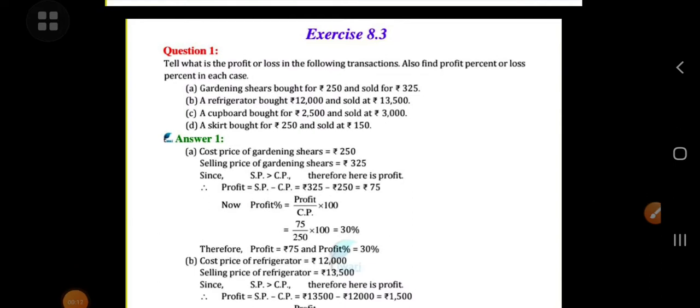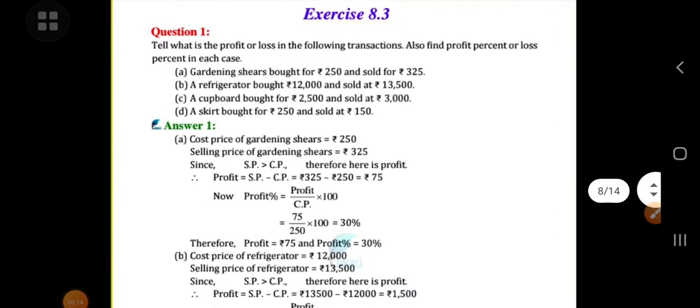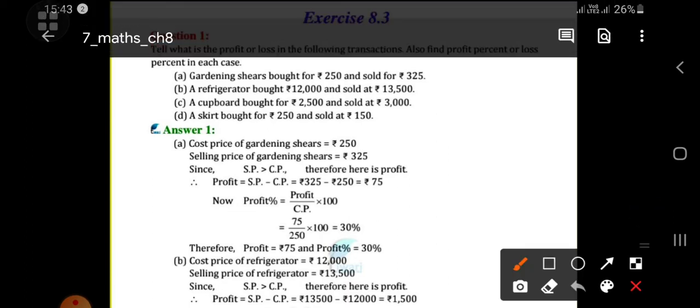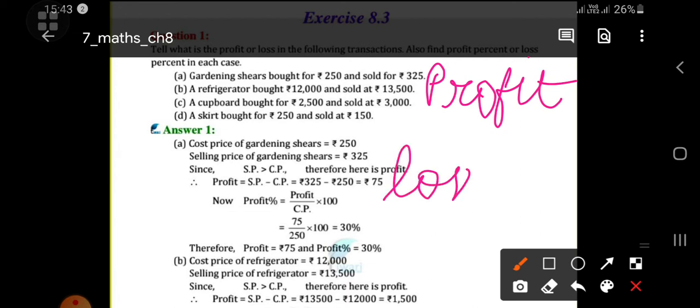Exercise 8.3. Question 1. Tell what is the profit or loss in the following transactions. Also find profit percent or loss percent in each case. Profit means to gain something, to get something extra, to get something more. And loss means to lose something.